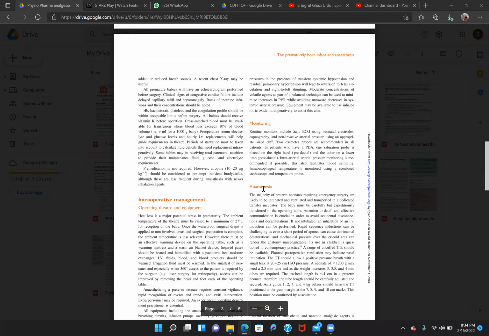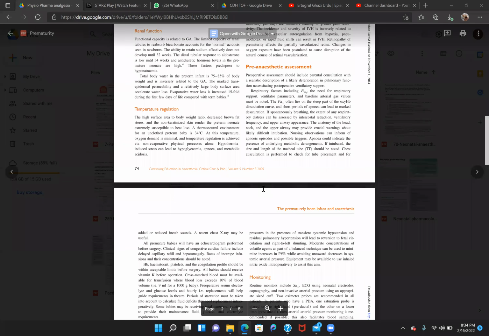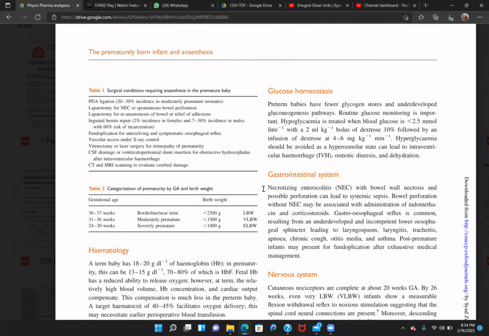That may be very, very small, like maybe 1 kg, for example. So the things which you are using, you will have to be more careful. You have to calculate the medications, IV cannulation, everything which you are doing in any baby, that will be exaggerated.